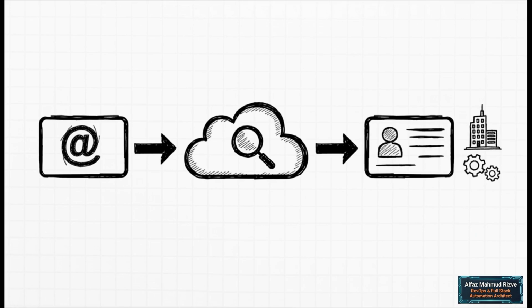Step 2, enrichment. You see, just an email address, it's not really enough to go on. So we use an app node to take that email and shoot it over to a data enrichment service, something like Apollo.io. It then sends us back all this incredibly valuable business context, like the lead's company size, their industry, even the technology their company uses.